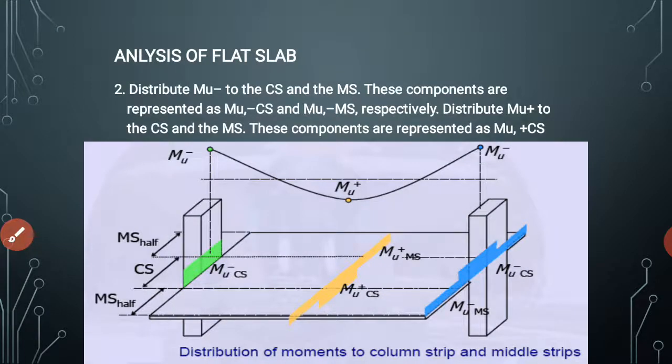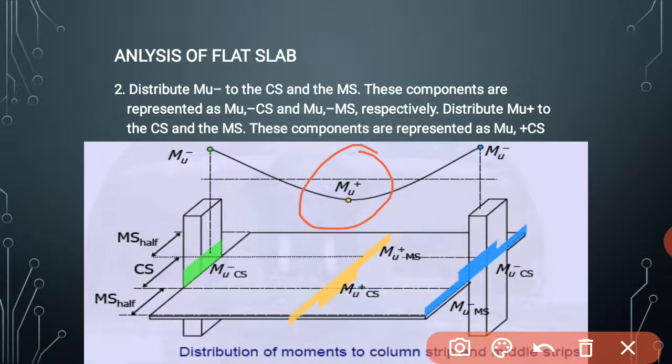Then how, what will be the quantification, or what will be the amount of that particular moment? The total design moment Mo in a panel is to be distributed into positive moment and negative moment as specified. Now here we are supposed to consider this positive moment and these negative moments.